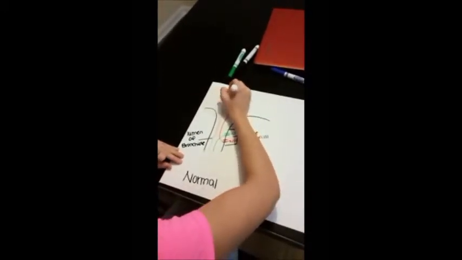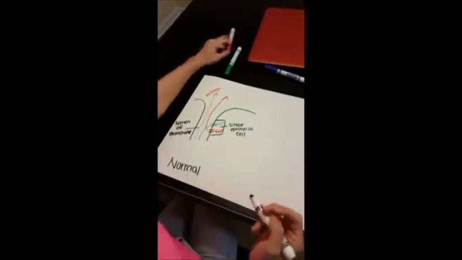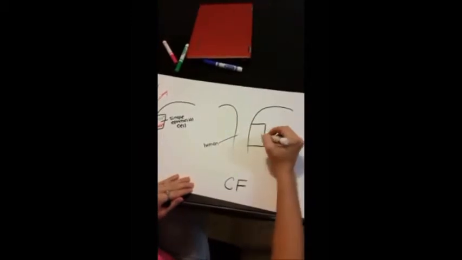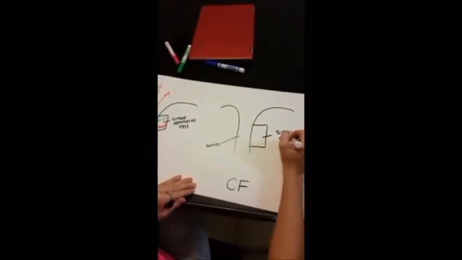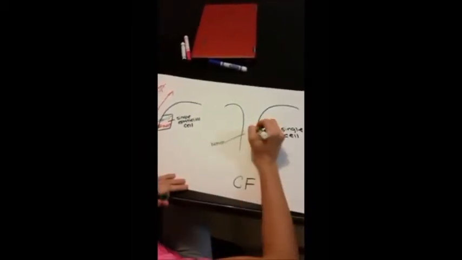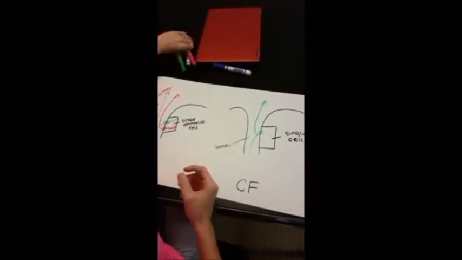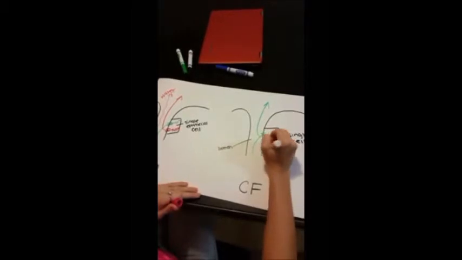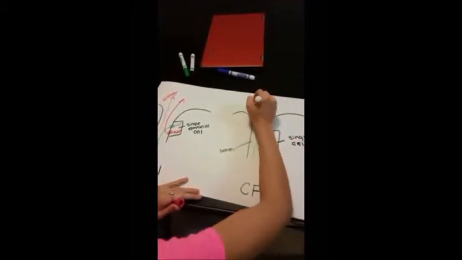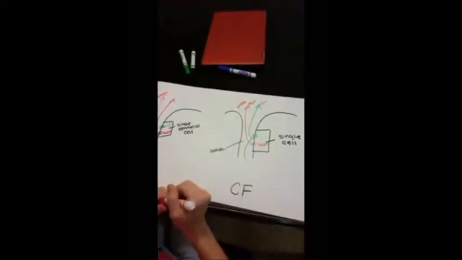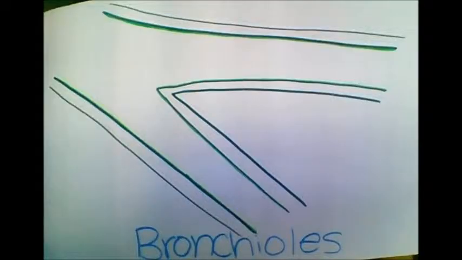Now that we've looked at a normal bronchiole, what happens to the bronchioles of a person with cystic fibrosis? In cystic fibrosis, the CFTR protein, or chloride channel, is either defective or absent. Therefore, the chloride doesn't go back into the cell. It instead gets secreted out into the lumen. The sodium channel is also defective in cystic fibrosis, so the sodium also gets secreted along with the water.